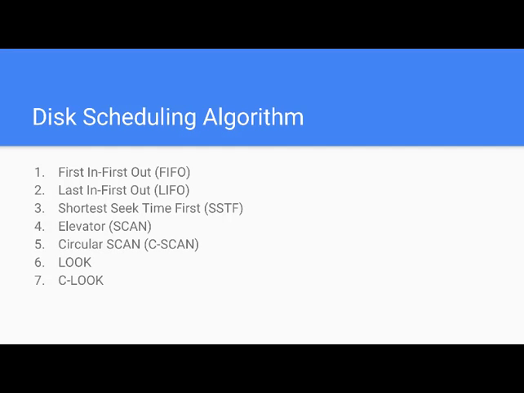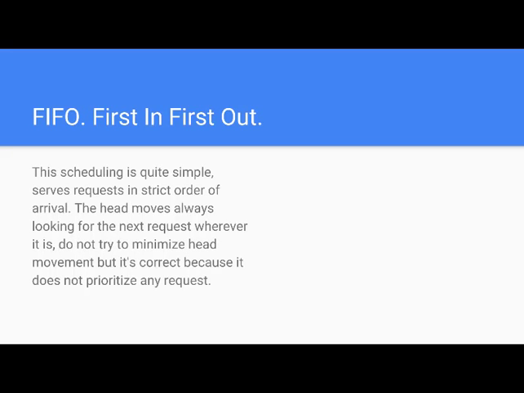Disk scheduling algorithms: 1. First in first out, FIFO. 2. Last in first out, LIFO. 3. Shortest seek time first, SSTF. 4. Elevator scan. 5. Circular scan, C-scan. 6. Look. 7. C-look.